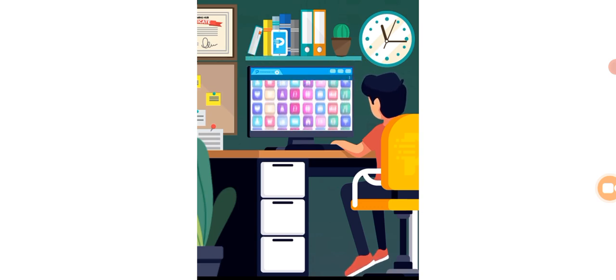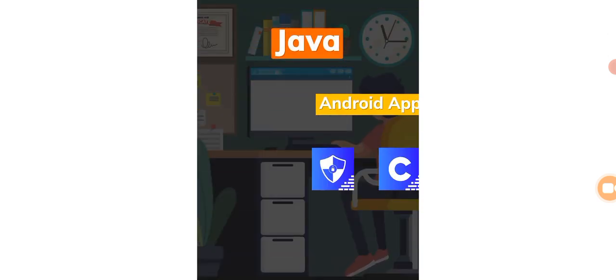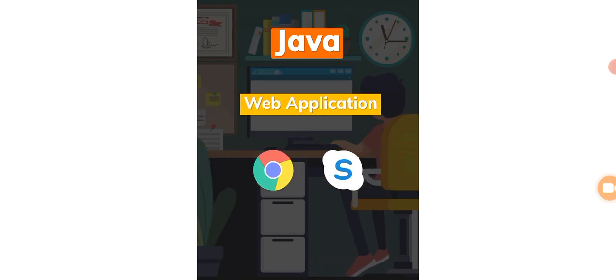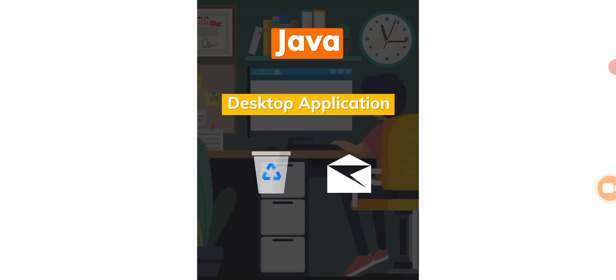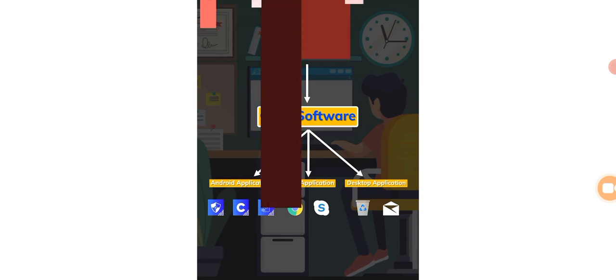There are endless applications of programming. Java is used on various platforms, such as Android apps, web applications, desktop applications, etc., which have operating systems and software that support Java. Have you wondered how commands written in English are understood by the computer?